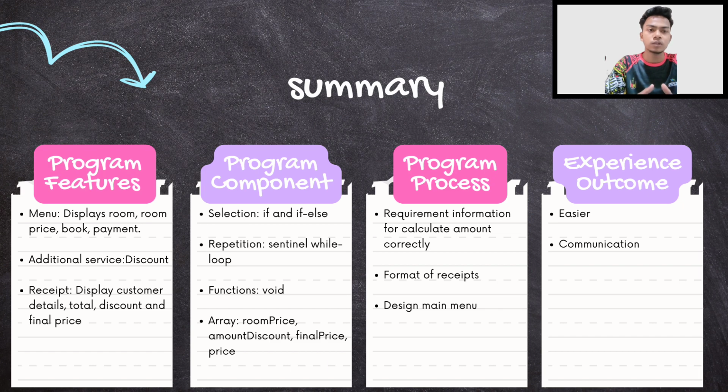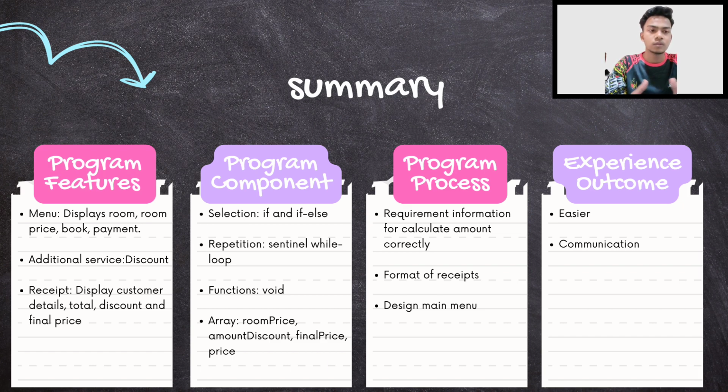The second one is program components. There are four types that we use for our program: selection, repetition, function and array. For selection, we use if and if else. For repetition, we use sentinel while and loop. For the function, we use void. And for the last one, array, we use it for room price, amount discount, final price and price.